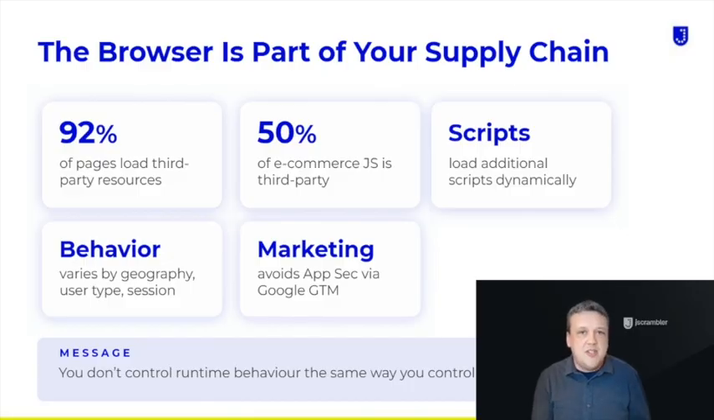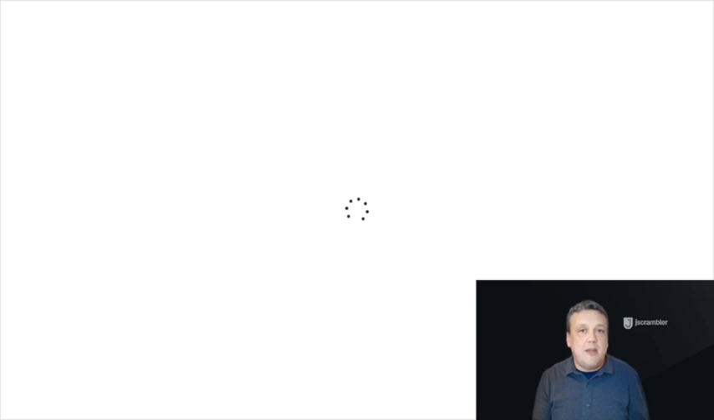This isn't just a security problem, though it absolutely is one. It's a visibility problem, and it's a governance problem. You don't control runtime behavior the same way that you control infrastructure. Your CI/CD pipeline only covers part of what's actually running. And the browser is where that composition continues uncontrolled. And that is your supply chain now.